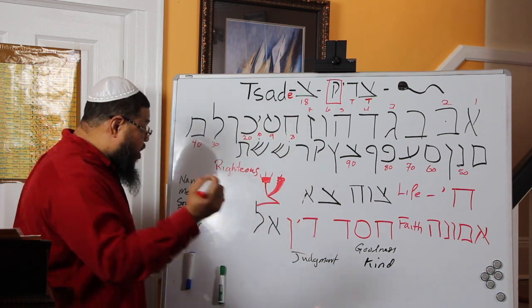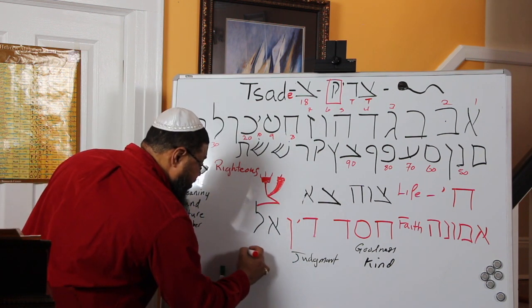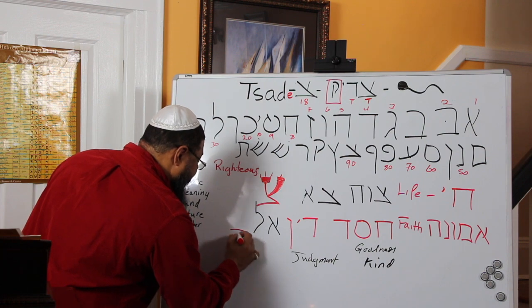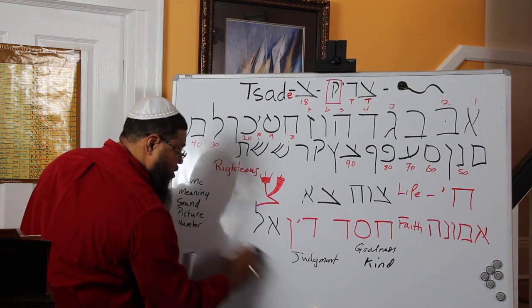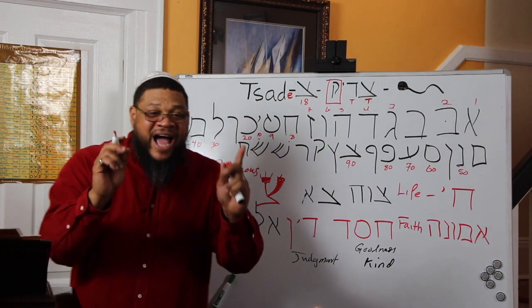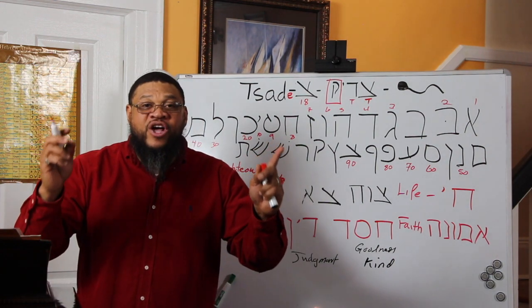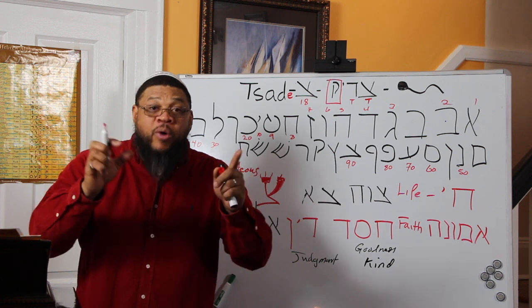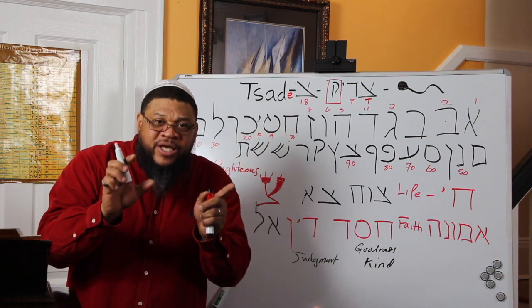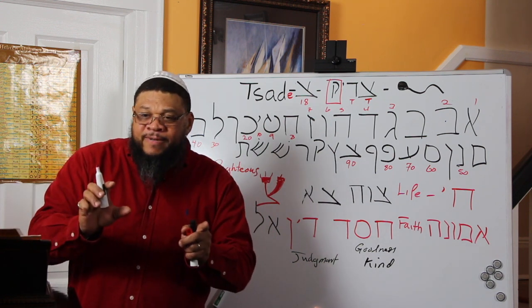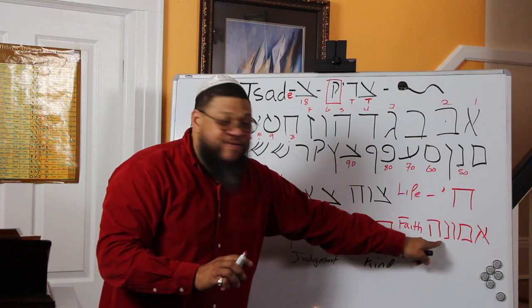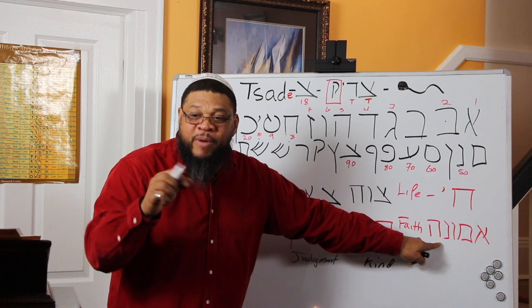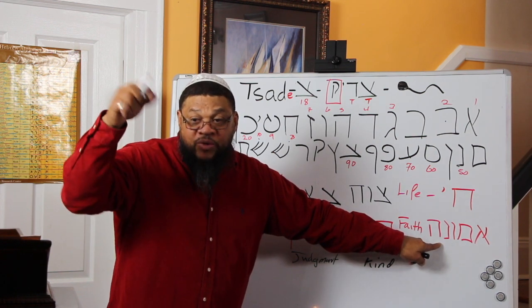Yeshua, right? Yeshua combined these two in Ahav. What is Ahav? Love. How you establish how love is given to all of us, to all mankind, through faith. But we don't see faith as the Western world sees faith.